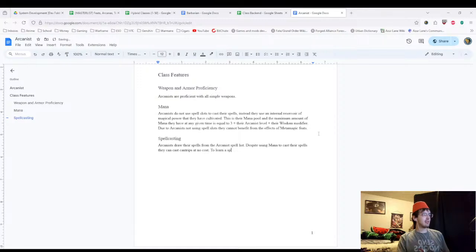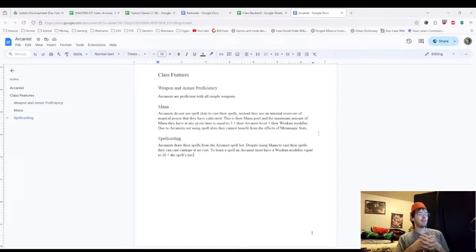To learn a spell, you need wisdom equal to 10 plus the spell's tier. So you need to have a base 11 wisdom to learn first tier spells. You need to have a base 12 to learn second tier, et cetera, all the way up until you need to have a base 20 to be able to learn 10th tier spells.